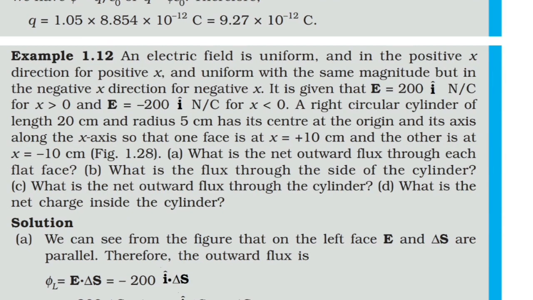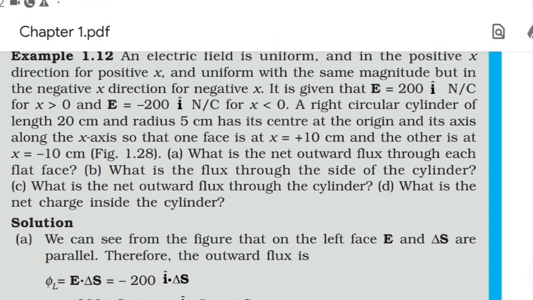The next problem, that is 112. An electric field is uniform and in the positive x direction for positive x, and uniform with the same magnitude but in the negative x direction for negative x. It's given that E is equal to 200 i Newton per Coulomb for x greater than 0 and E is equal to minus 200 i Newton per Coulomb for x less than 0.